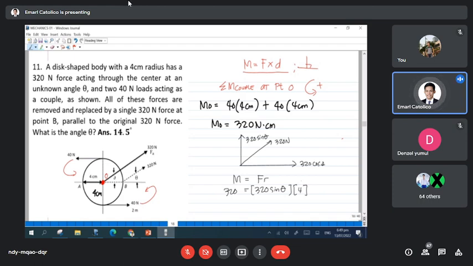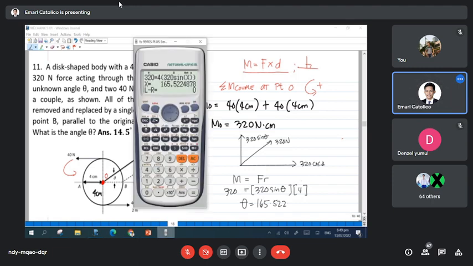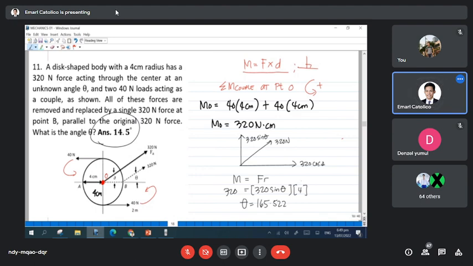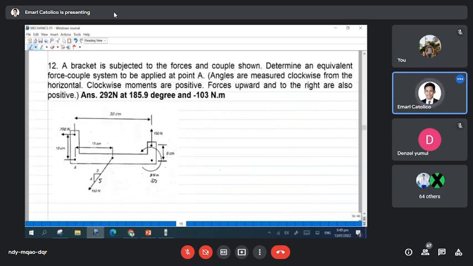Okay, so theta natin is 165.522, pero hindi yan yung sagot, ima-minus mo pa yan ng 180. Okay. Ayan. Therefore, theta is 14.47 or 14.5. Okay, so yan number 11. Next item, medyo mahirap na rin to. So number 12 is under ng difficult sa board exam.